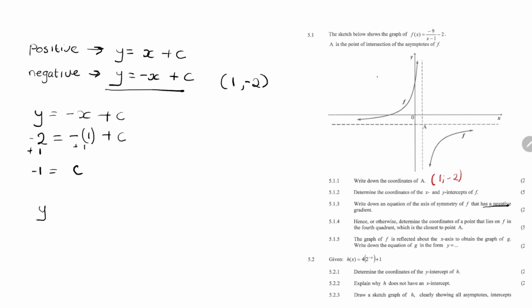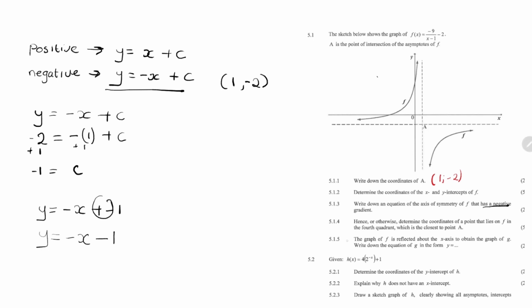We will have y equal to minus x plus c. Now we know the value of c, which is negative 1. So it will be negative 1, but we cannot have this. So that means we will have y equal to minus x. The sign that wins this is minus 1. So that is the equation of the axis of symmetry, which has a negative gradient. And that's how we do it, ladies and gentlemen.